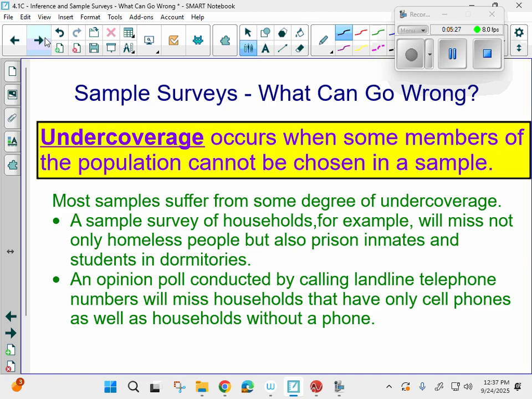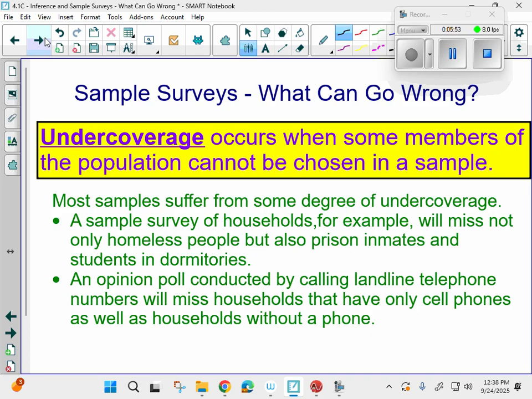If you do some kind of phone call, you're going to miss out on the people without phones. Back in the day, we had something called landlines. Maybe some of you still have them, all right? So if you only called landlines, you'd be missing out on the people who don't have a landline, which is now like probably 90% of the population, okay? So you want to make sure when you're taking a sample that it is representative of the population.